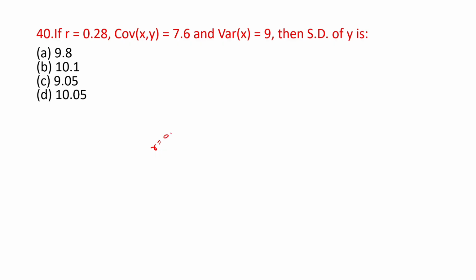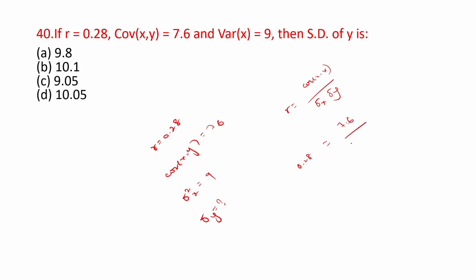If r value is equal to 0.8 and the regression coefficient of x on y is 7.6, and the variance is given as 9, I should find out the standard deviation of y. What is the formula of the r value, the correlation formula with the standard deviation of x and y? So 0.8, then 7.6. Here the standard deviation, that's why the square root of 9 is equal to 3.